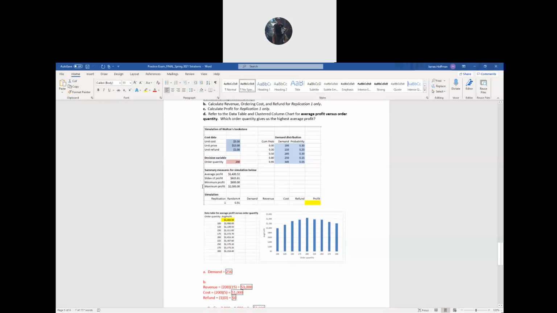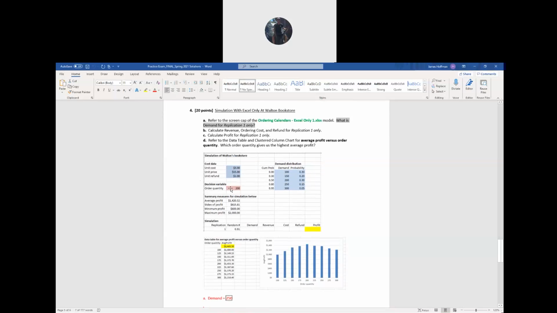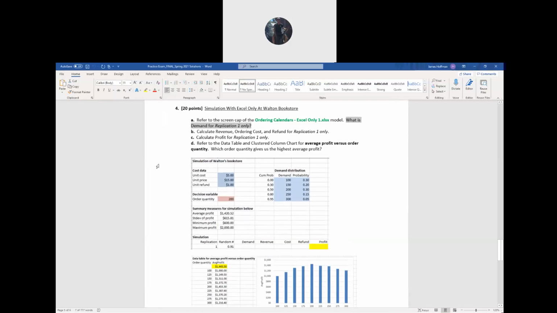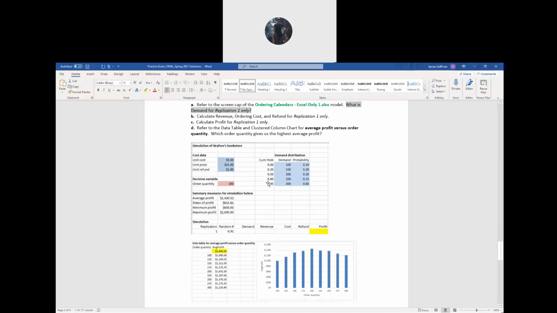And specifically, how do you get the demand from the random number? If you look at the screen cap, this is the demand distribution, which means that these are the possible values of demand, and these are the associated probabilities. Basically, you're just doing a VLOOKUP manually, based on the random number.